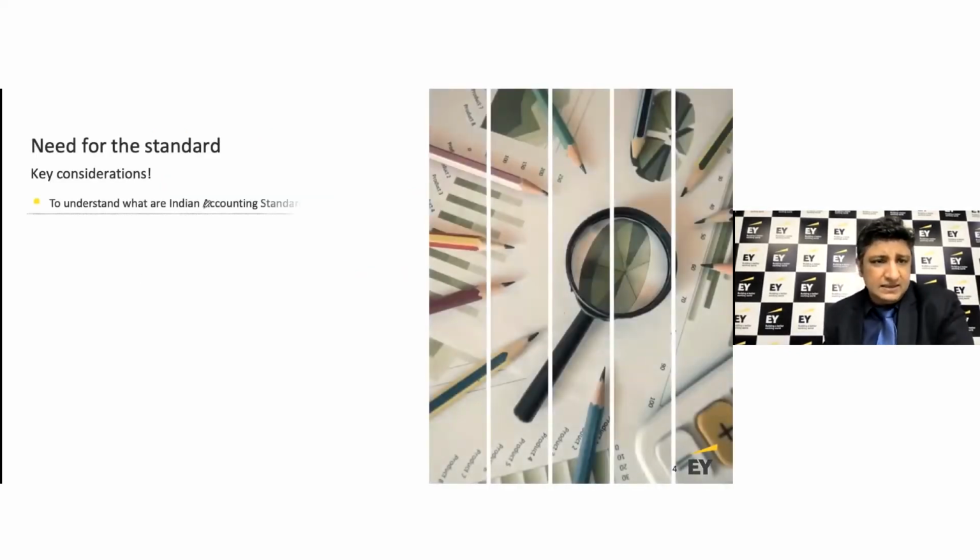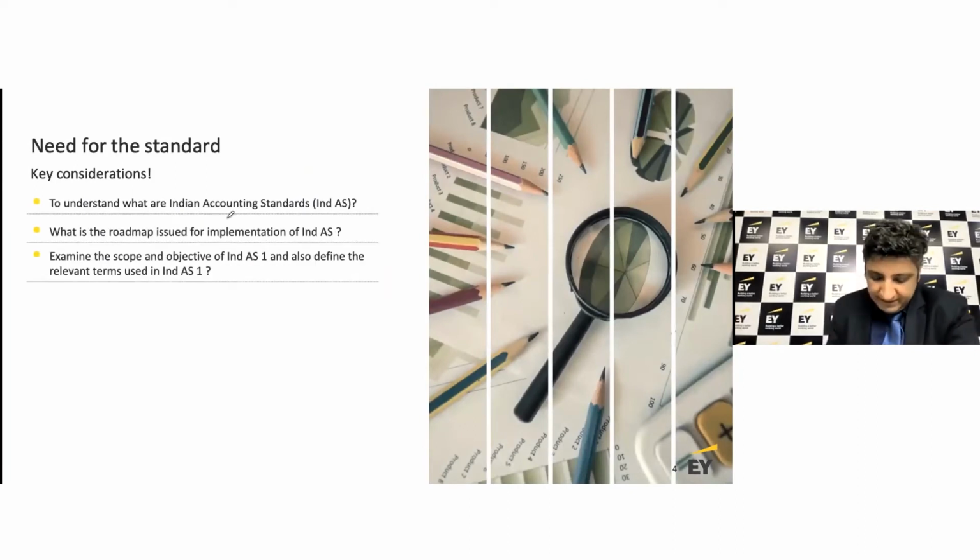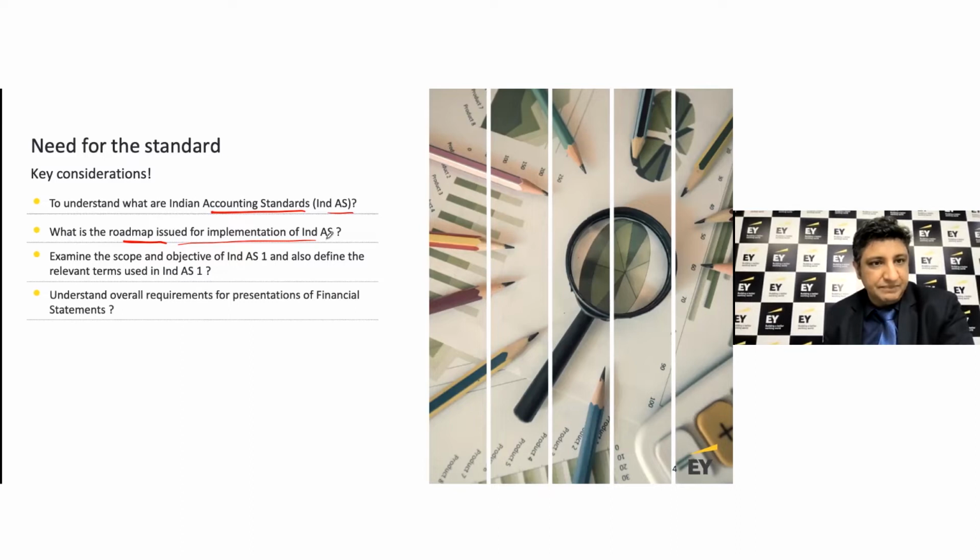Okay, so when I look at the standard itself, of course we want to spend briefly time on what is meant by Ind AS, what is a roadmap for the implementation of Ind AS, and then we move on to, of course, Ind AS 1, which is basically about the presentation of financial statements, where we want to discuss, for example, the scope and objectives, right, and the terms that we use under Ind AS 1. Okay, overall requirements for presentation.